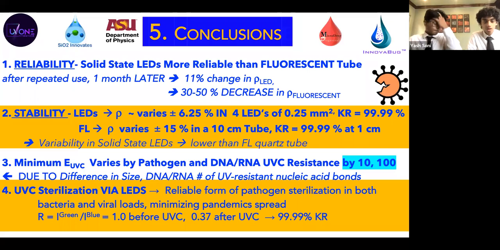The minimum energy UVC threshold varies by pathogen, and DNA and RNA UVC resistance varies by a factor of 10 to 100 due to the difference in nucleic acid bonds. And finally, UVC sterilization via LEDs was the most reliable form of pathogen disinfection in both bacteria and viral loads, which will help minimize pandemic spread. Thank you for listening to us.